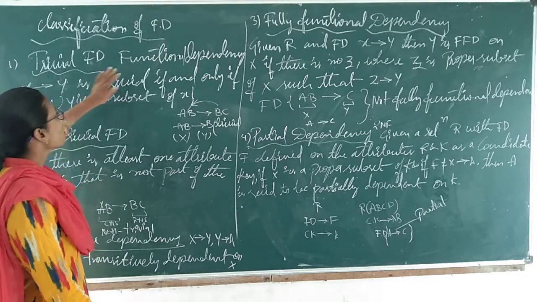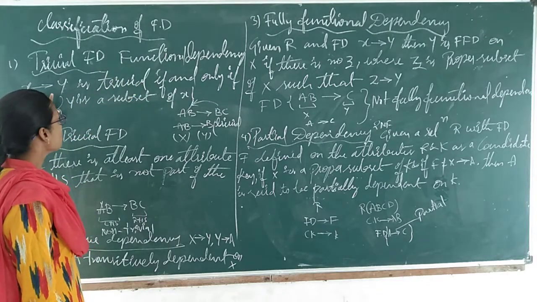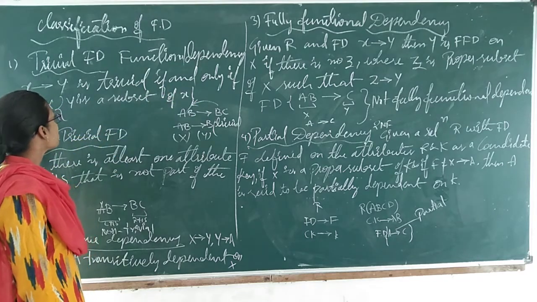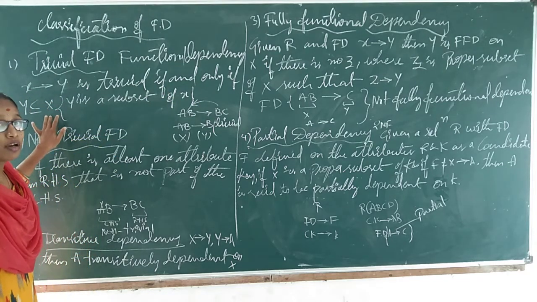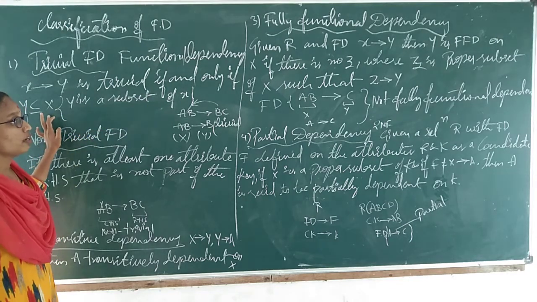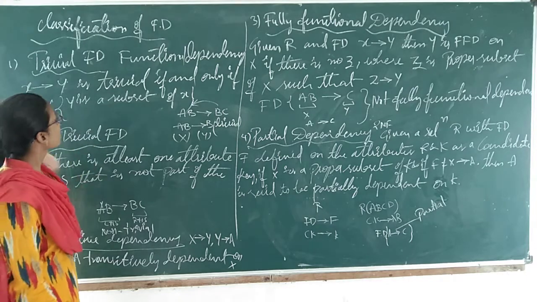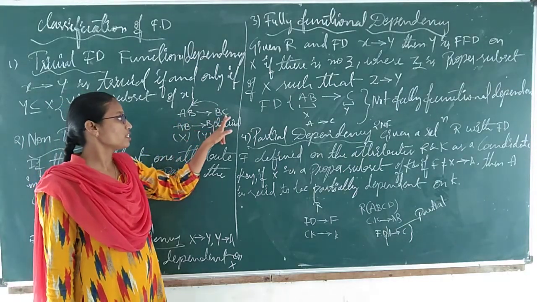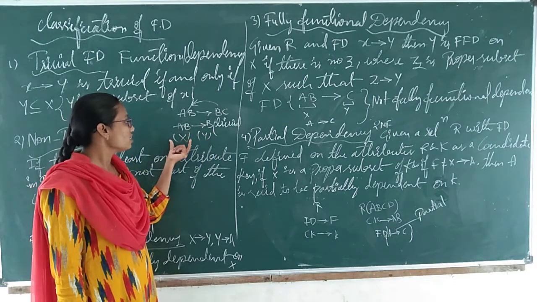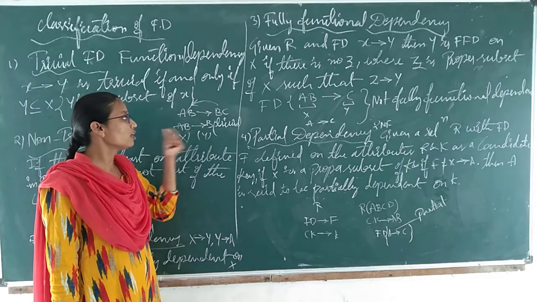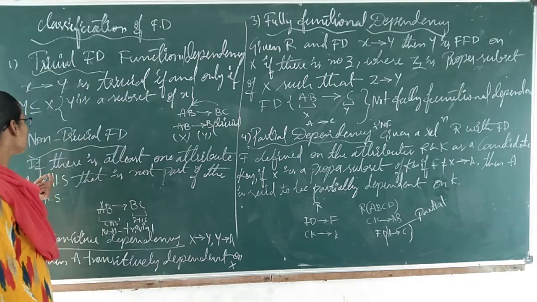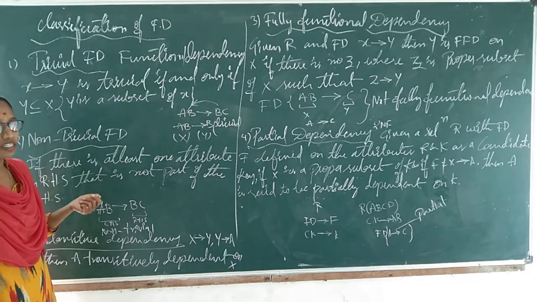Values are determining functional dependency. X determines Y is trivial if and only if Y is a subset of or equal to X. What does it mean? Y is a subset of X. In this, the trivial functional dependency AB determines BC means AB determines B. Now AB is X, and X determines B, which is Y. That is a trivial functional dependency.